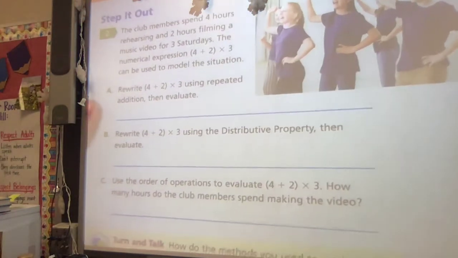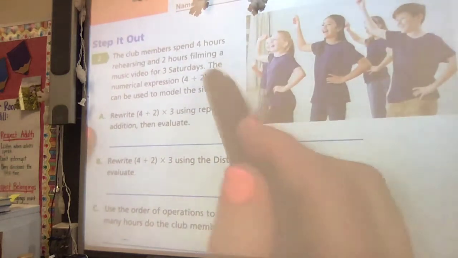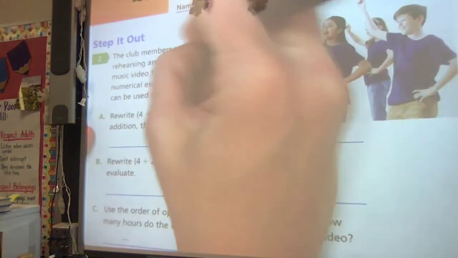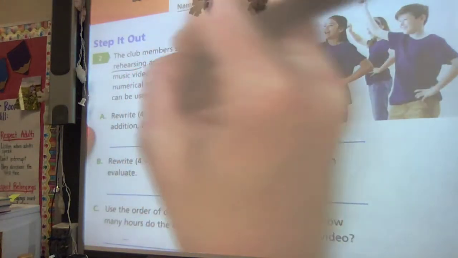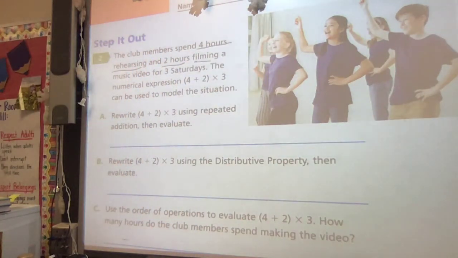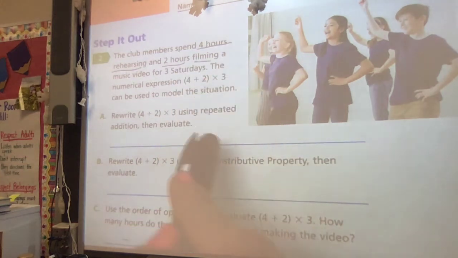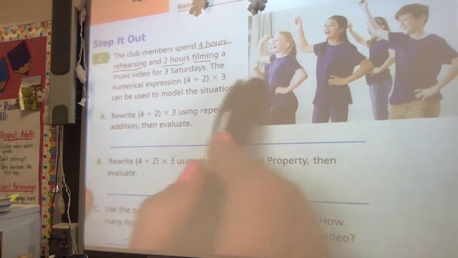All right, let's look at the next page. The club members spend 4 hours rehearsing and 2 hours filming. So they do 4 hours rehearsing and 2 hours filming a music video for 3 Saturdays. The numerical expression 4 plus 2 times 3 can be used.